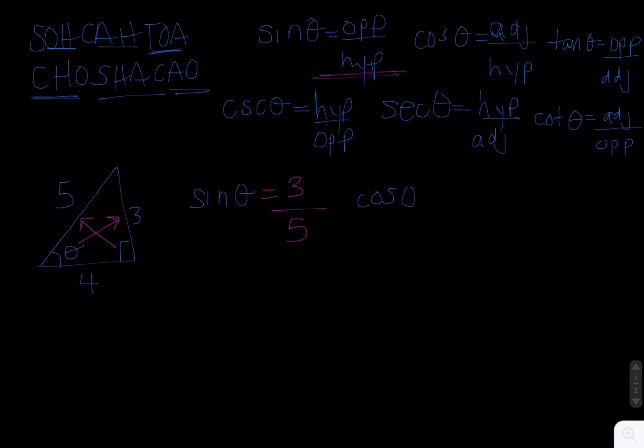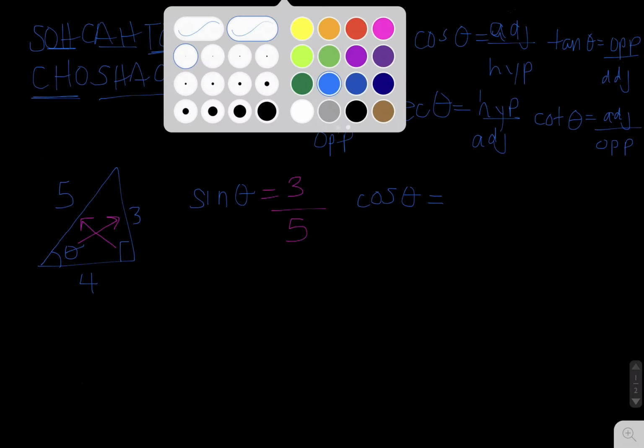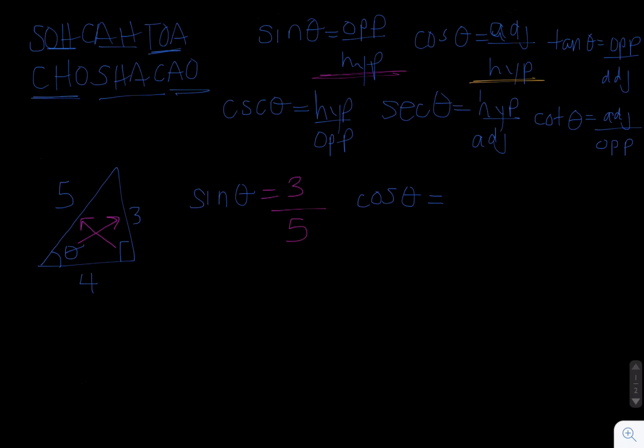Let's go with cosine. Cosine is adjacent over hypotenuse, right? So what side is adjacent to theta? Well, 3 was opposite, so 4 is adjacent. And what is the hypotenuse? Again, across from the right angle, 5. So cosine of theta is 4 over 5. Now let's go with tangent. So tangent of theta, we said, was equal to opposite over adjacent. Opposite is 3. Adjacent is 4. So tangent is 3 over 4.